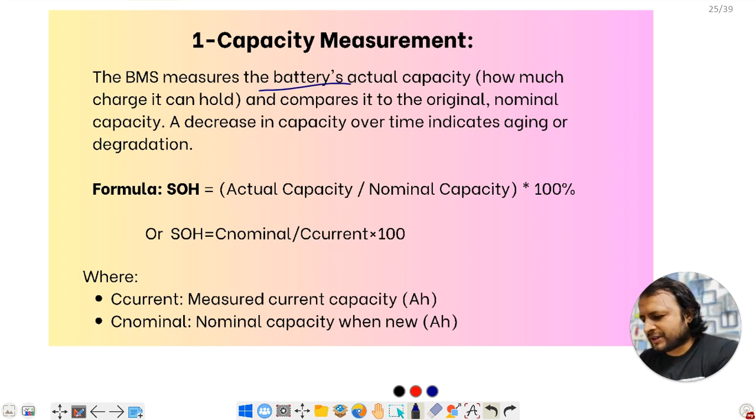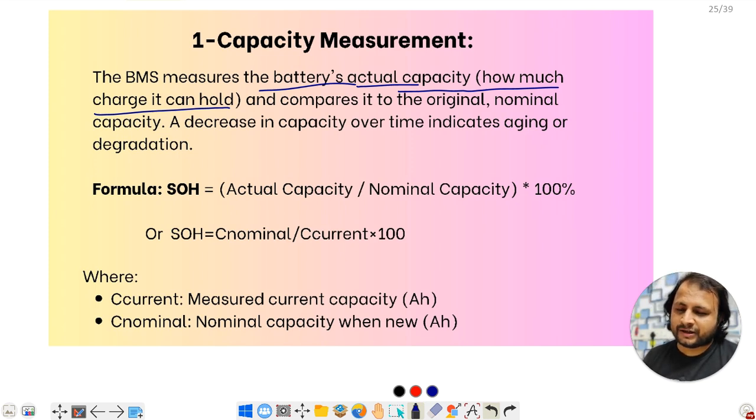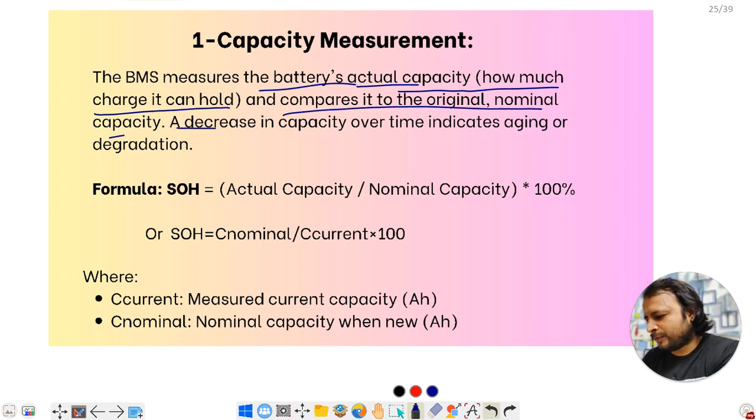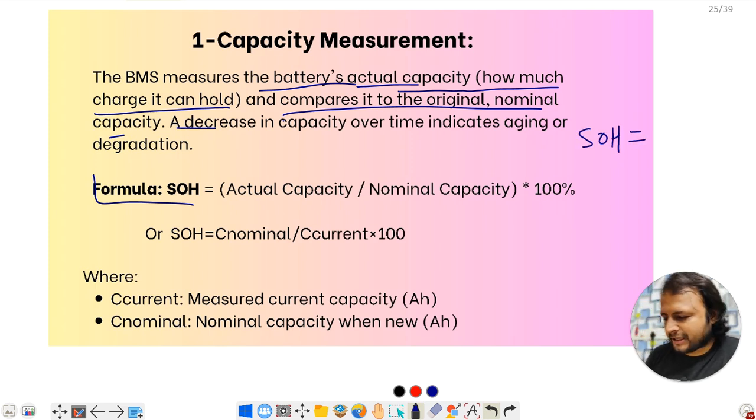So BMS measures the battery actual capacity, how much charge it can hold. This is SOH. New cells can hold up to 100% charge. For that it has been designed, but old cells cannot hold 100% charge, है ना, compared to the original nominal capacity. See SOH formula क्या है? We are taking actual capacity, SOH. You should note it, or you can just take a screenshot.